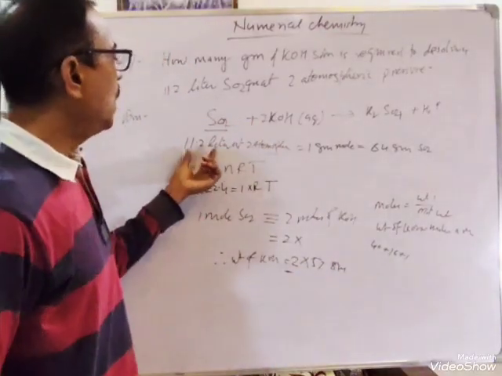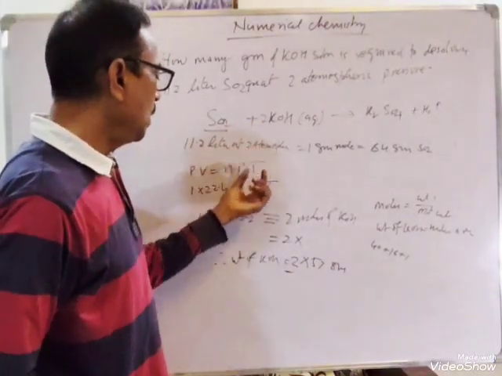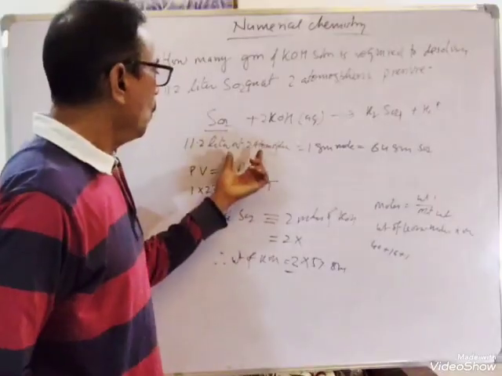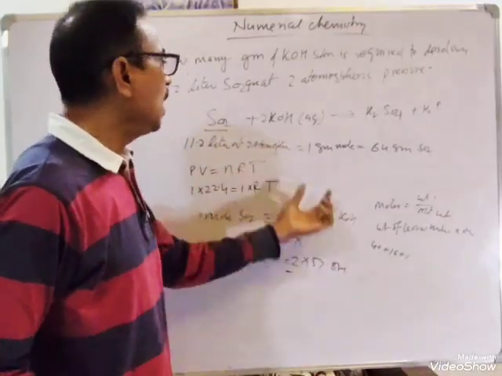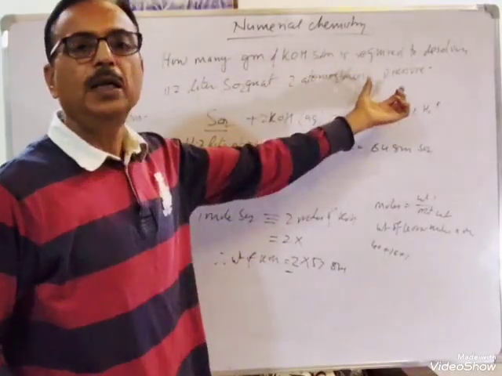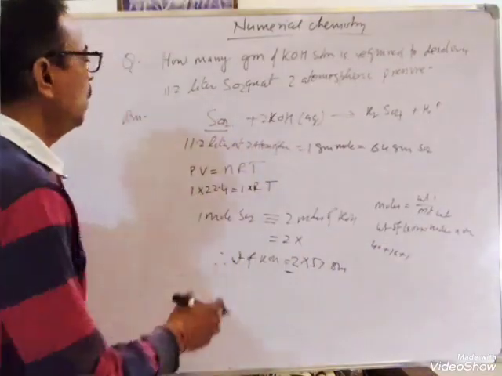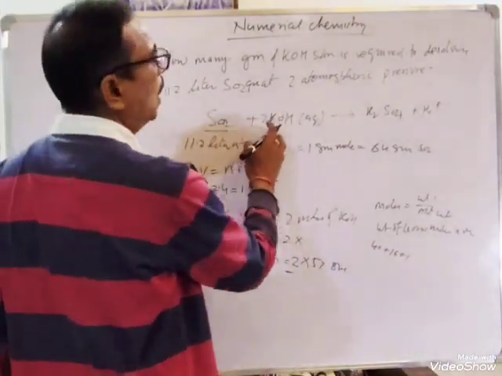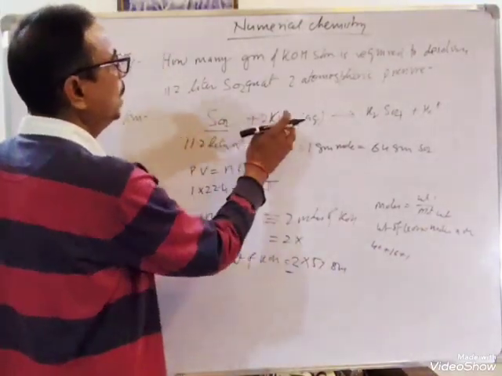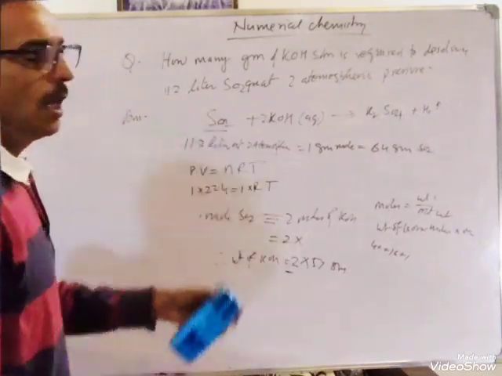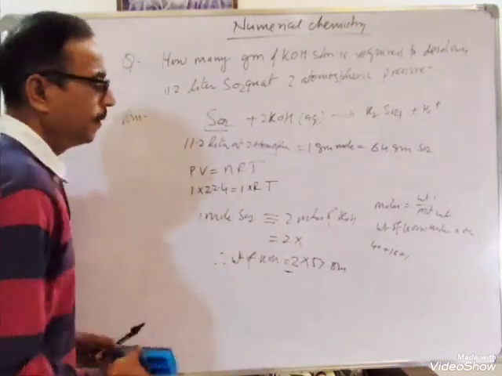So 11.2 liter of SO2 at 2 atmosphere will require this many grams of KOH for complete absorption. SO2 is absorbed in KOH solution, or you can say SO2 reacts with it. So this is the answer of this question.